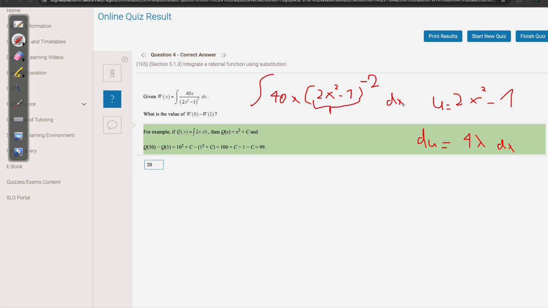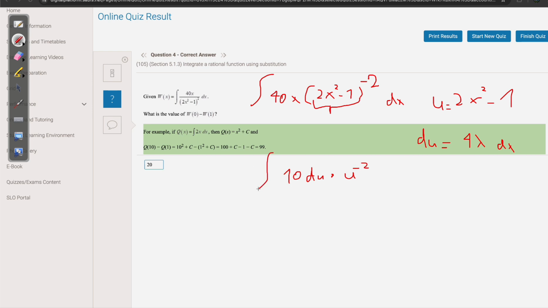Okay, so now what is du in terms of 40x dx? So here we have 4x dx, but here we have 40x dx. To get 40x dx from 4x dx, we just multiply du by 10. So 10 du times u to the negative 2, then with the integral sign.